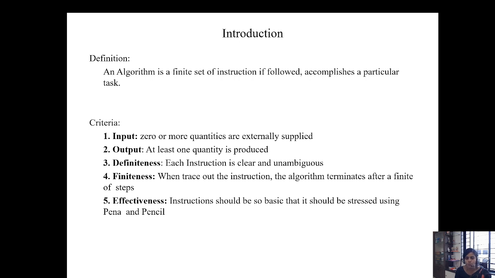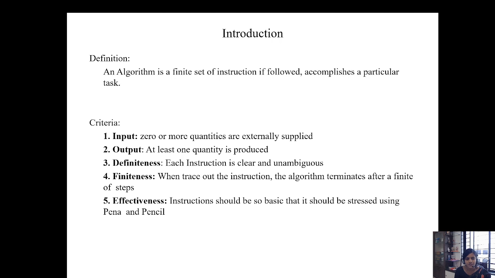Next is output. At least one output is mandatory for an algorithm, based on which we can justify whether the algorithm is performing better or not. The third criterion is definiteness. Each and every statement or instruction that we write in an algorithm should be clear and unambiguous. It should clearly define what the algorithm is defined for.